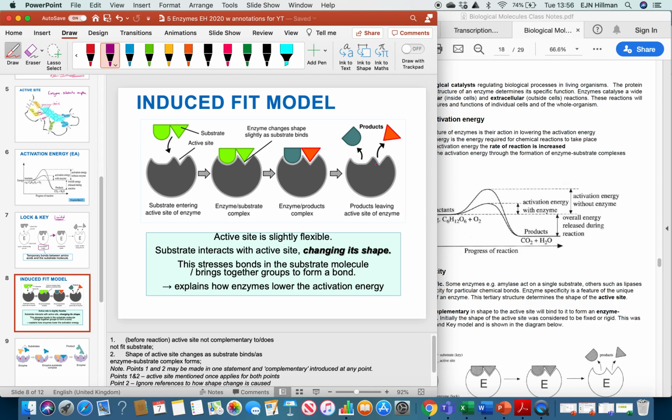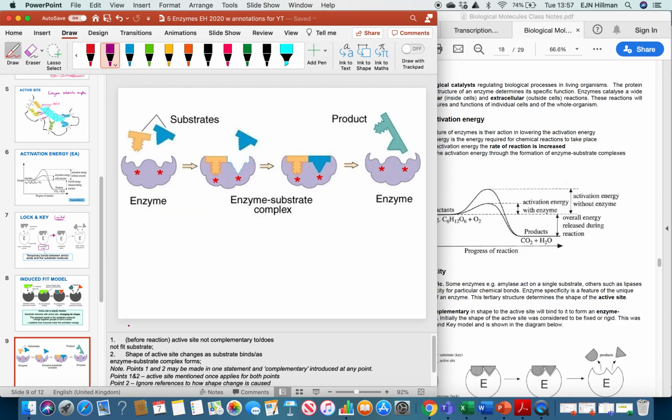Then the products are formed. As the products leave, the active site returns to that initial shape that is not complementary to the substrate. This enzyme, with its non-complementary active site, can then bind to another substrate, and the process is repeated. This is shown again in this diagram.